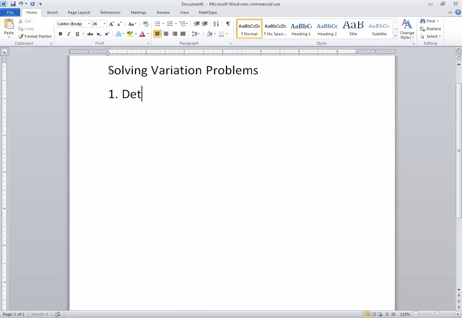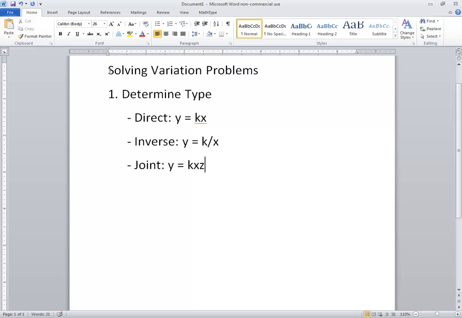Step 1. Determine the type. You'll either have direct, it'll be y is equal to kx for our form. You'll have inverse, and that's y is equal to k over x for the form. You'll have joint, it's y is equal to kxz, though you can have more than two variables. Or you'll have a combo, which is a mix of the above. It'll be pretty easy to determine type. It'll actually say those words.